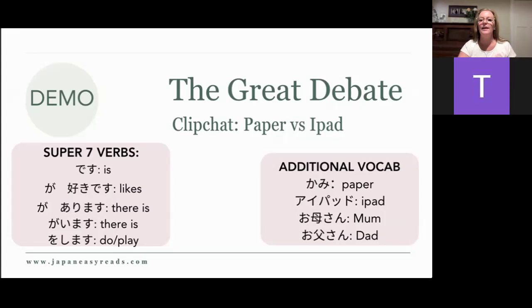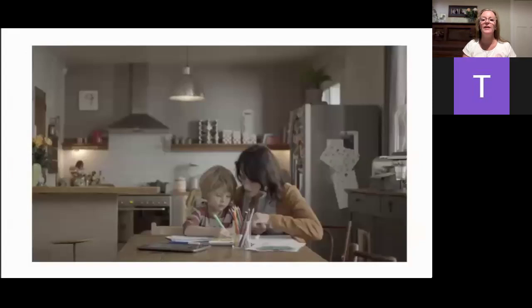So we're going to have a go here now, bearing in mind that our focus Super 7 verbs are desu, and obviously the negative janai desu, ga suki desu, ga arimasu, ga imasu, or shimasu. Now, I have gestures for all of my Super 7 verbs. Desu, janai desu, ga suki desu, ga arimasu, ga arimasen, ga imasu, ga imasen, or shimasu. So there's extra support for that.